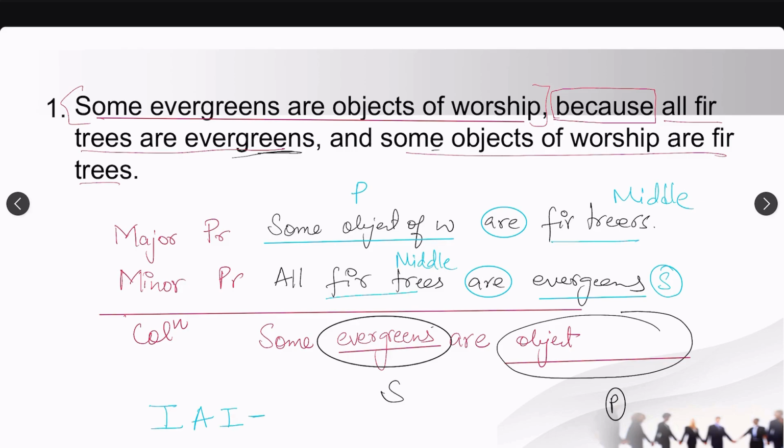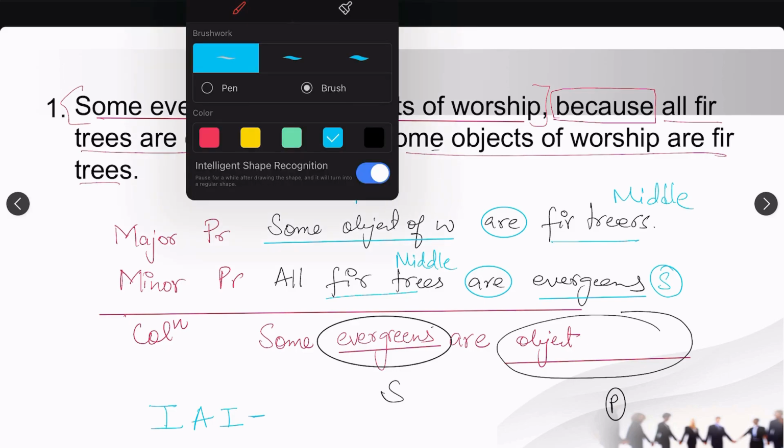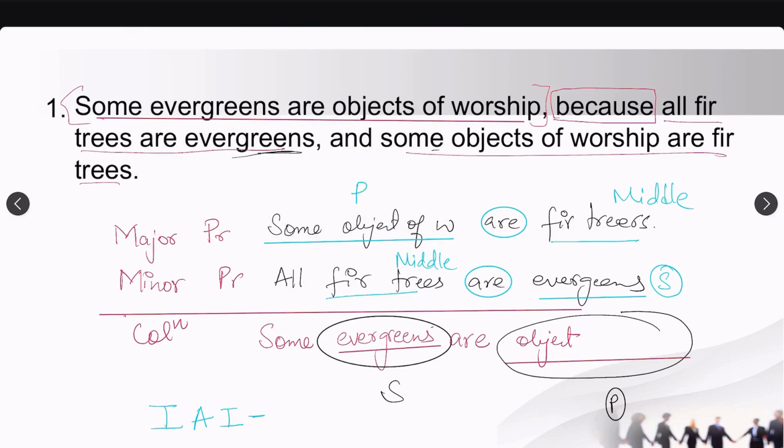Now for the next part, we have to check the middle term. For the figure, we have to check the position of the middle term. So the middle term is this way. So if you remember this, you will be easily able to memorize it.